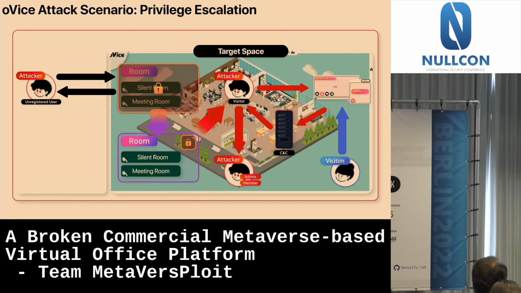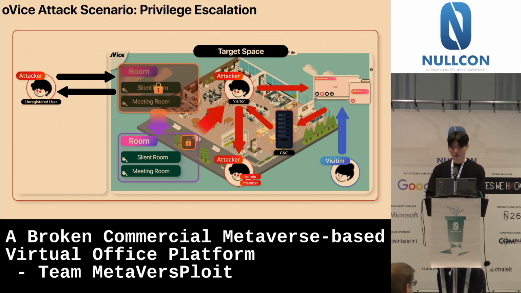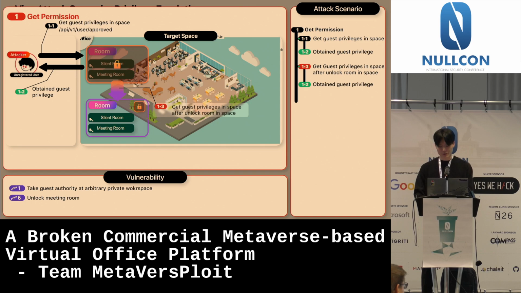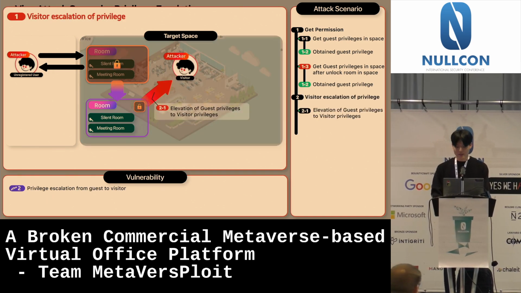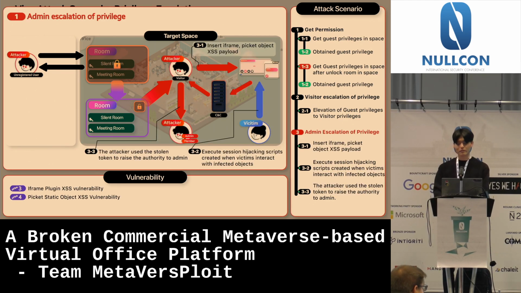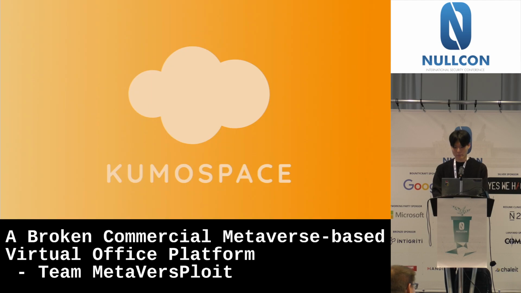So next, the obvious attack scenario is shown in the following figure. First, you get guest permission in space. If the room in the space is private, unlock the lock and gain guest privileges. Second, elevate the privilege from guest to visitor. Finally, insert the XSS payload into the iframe, picket object to elevate admin privileges. Next, execute the session hijacking script when the victim interacts with the infected object. Finally, the attacker uses the stolen token to raise the authority to admin.